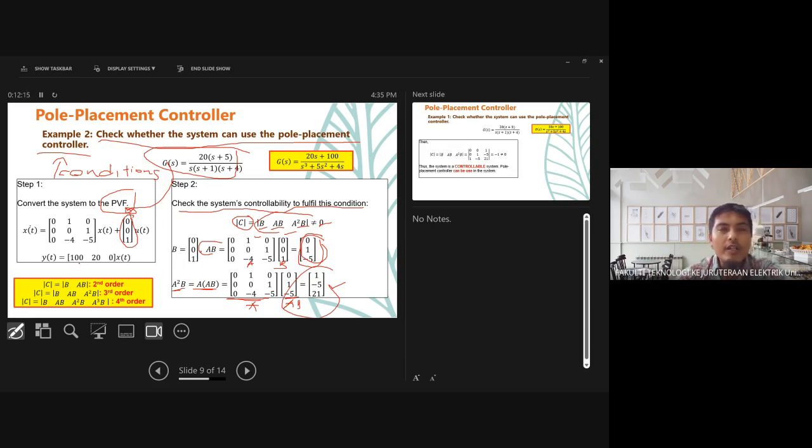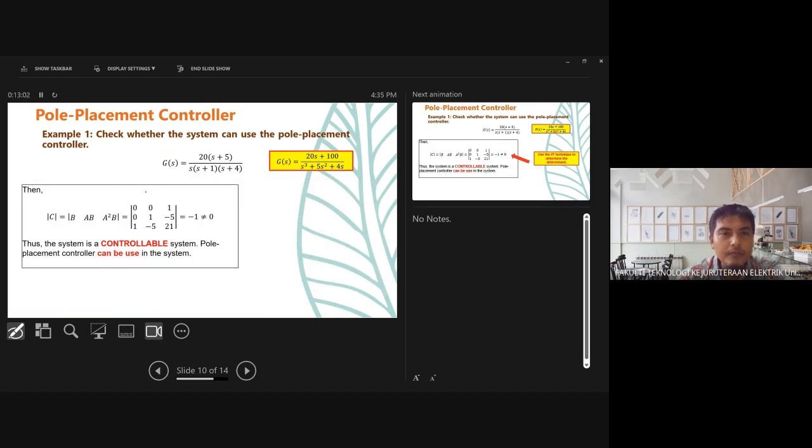Okay. So this example shows how you check the system controllability. Let's say the system is a second order system. You need to use this formula: B and AB. If the system is a third order system, you need to use this formula. Let's say the system is a fourth order system, you need to use this formula. If you imagine a fifth order system, you can see the pattern, right? Since this is a third order system, that's why I use this formula in order to determine the controllability of the system.